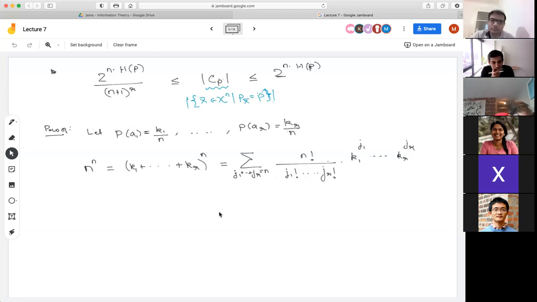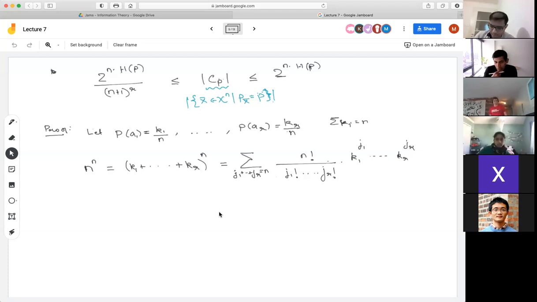Because the probabilities add up to 1, we know that summation ki is equal to n. And so we can just expand the expression on the right, which is just summation ki to the n. You will get some multinomial expression here.